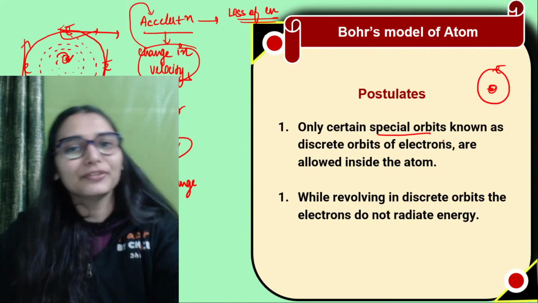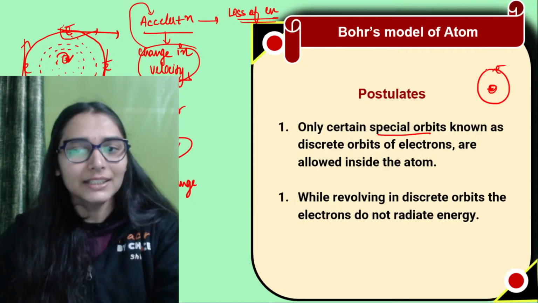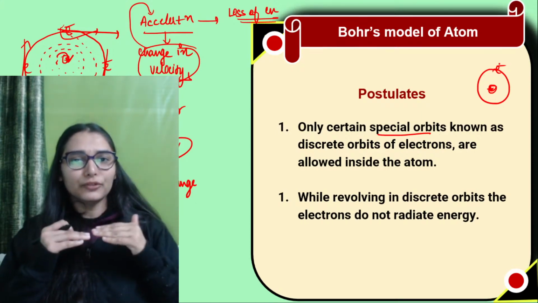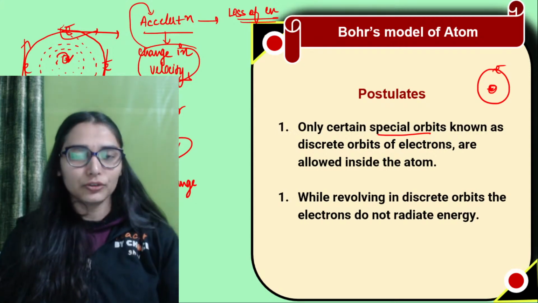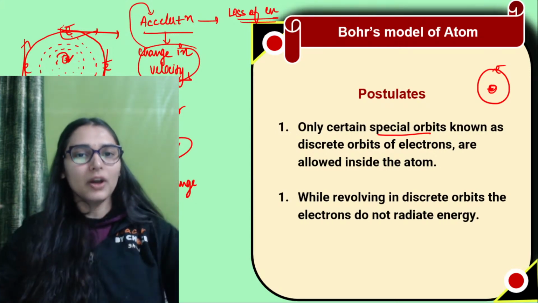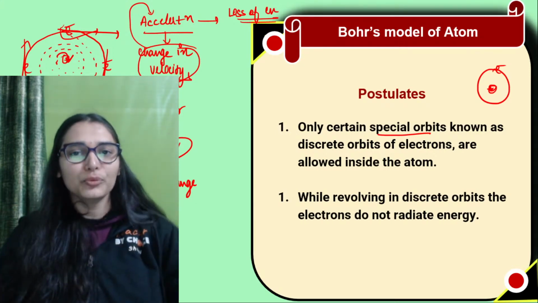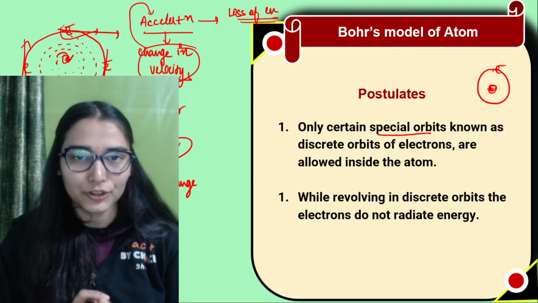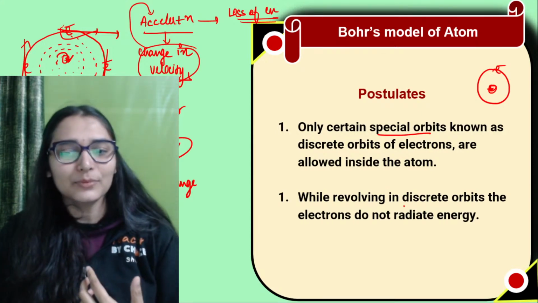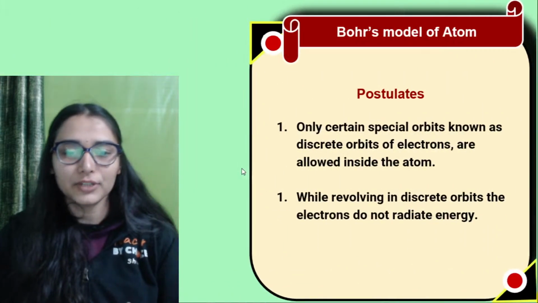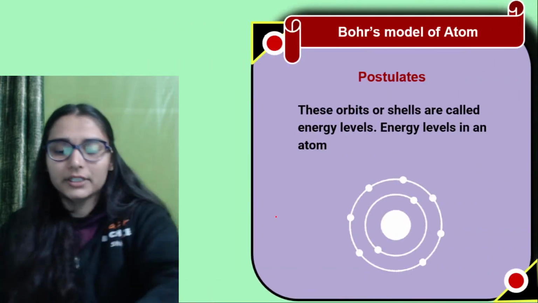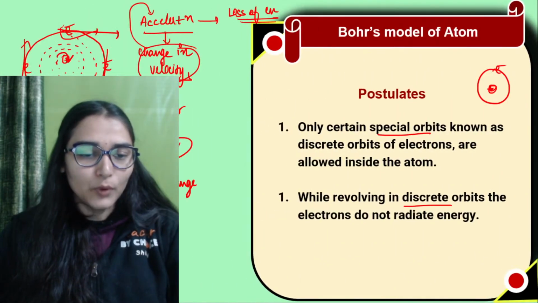ठीक है, सो उन्होंने फिक्स कर दिया हर चीज को. He said that these circular orbits are at a fixed distance from the nucleus and they are having a fixed energy. So as long as electron revolves in a discrete orbit, it will never lose the energy. Right, and he also named these discrete orbits. ये 1 and 1 लिखा है, we can change it. अरे sorry.